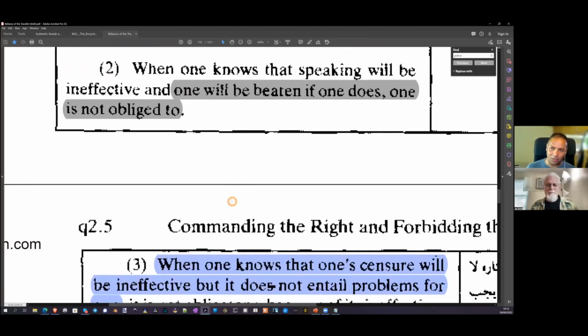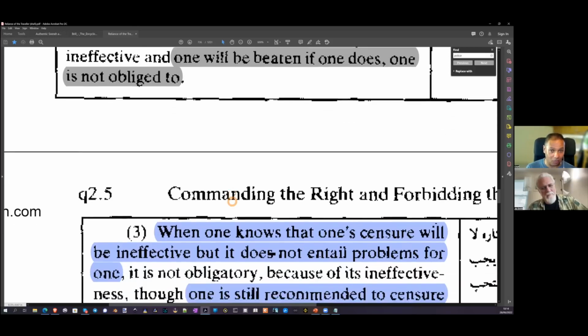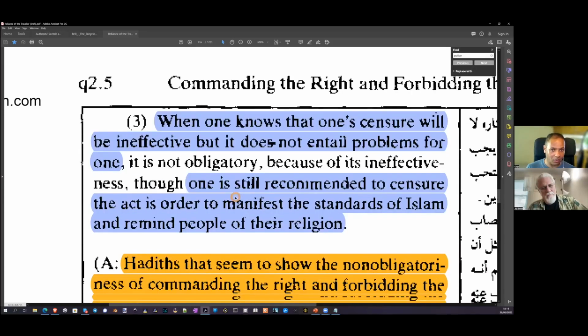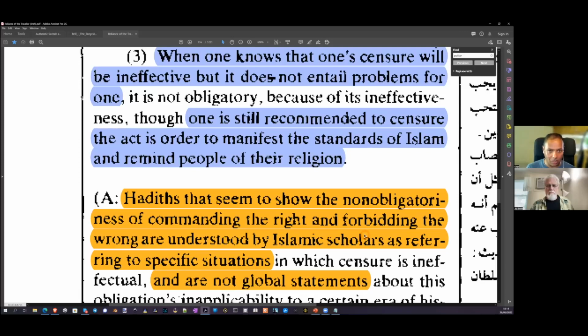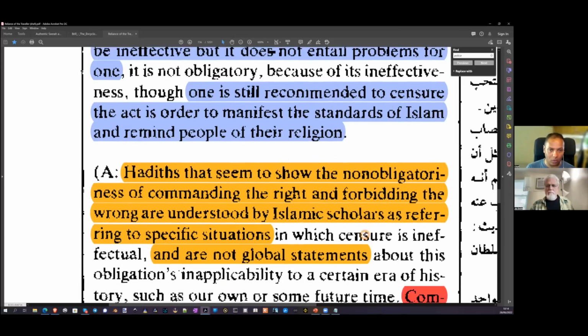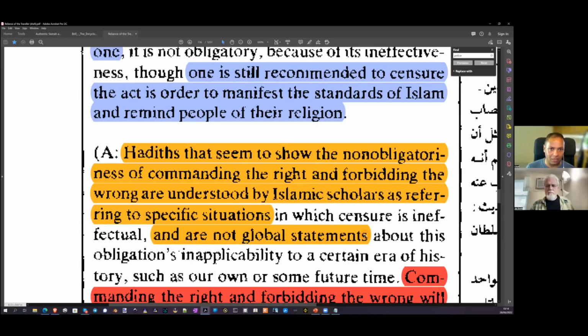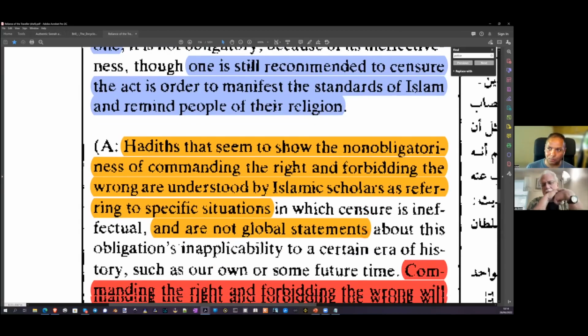Well, think about this. What are you saying? What are you inciting to the degree that you risk being beaten? You must be out of line to run that kind of risk, right? When one knows that one's censure will be ineffective, but it does not entail problems, you are still recommended to censure the act in order to manifest the standards of Islam and remind people of their religion, which is what they were doing. They were manifesting the standards of Islam, and they're reminding people of their religion by shouting Allahu Akbar after a theft, right? Which in Islamic law is perfectly legal. It is holy. What they've done is sacred. It brings glory to Allah.